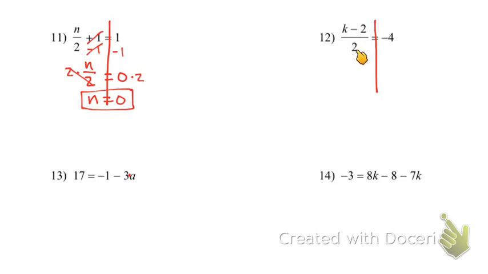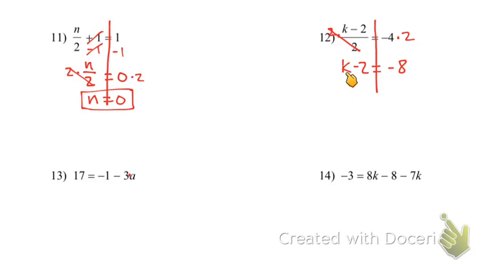Okay? So to get rid of the bottom 2, that means we are dividing. So this 2 is dividing. The opposite of division is multiplication. What you do to one side, do to the other. 2's cancel out. We're left with k minus 2, and the right side is -8.